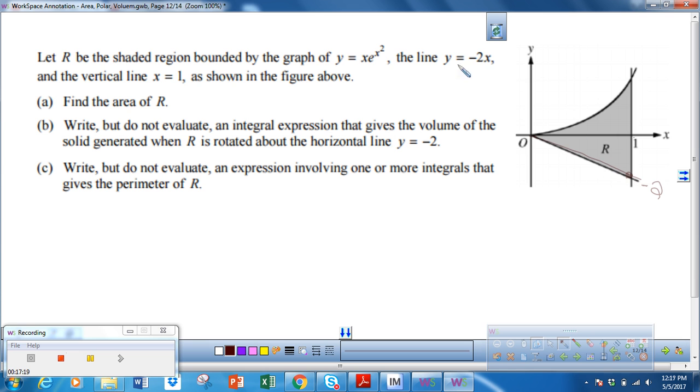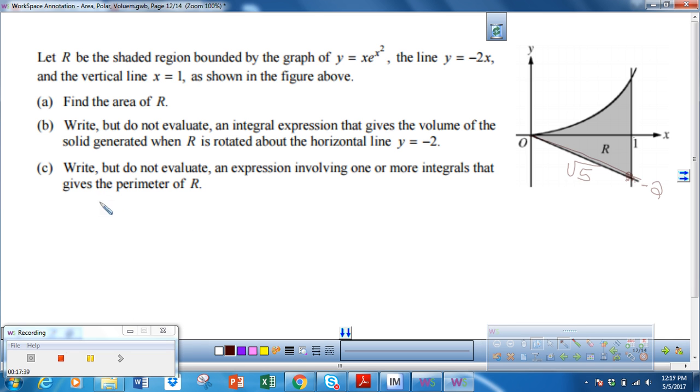Okay? And we know that because if I put in x is 1, I get negative 2 here. So my y is negative 2. So this is negative 2. So I could use Pythagorean to find this length. So this would be 1 squared plus negative 2 squared, which is 5. So the length of that is radical 5, using Pythagorean.